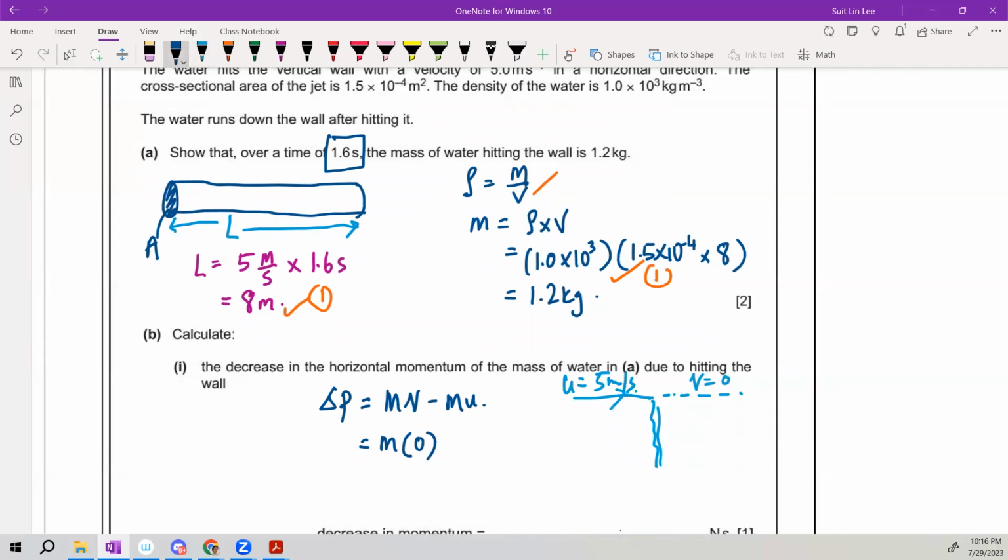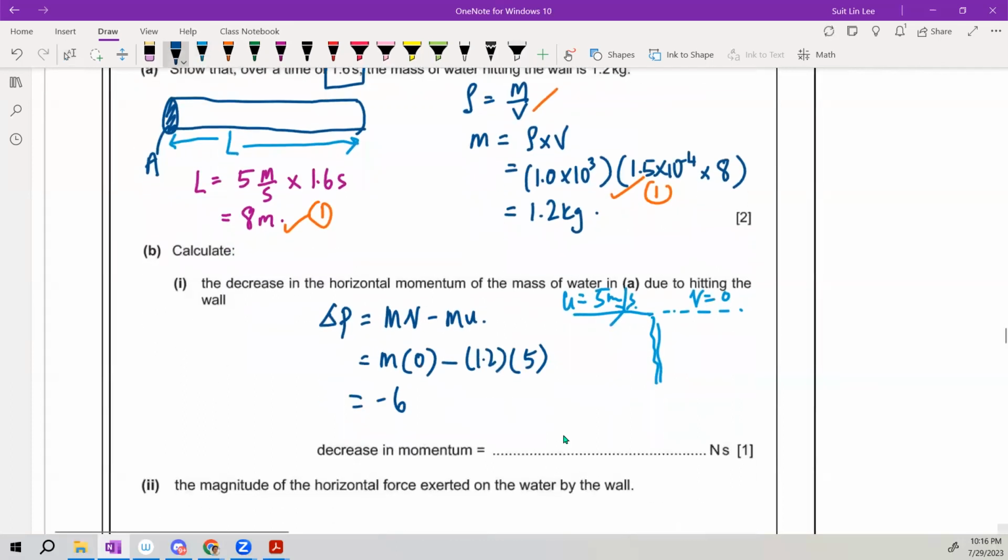So we take it in the horizontal plane. So this would be minus 1.2 times 5 meter per second. So obviously it'll be negative to show the decrease, but this is -6. I'll put 6.0 because once again, I just want to remind you that this have to be in 2SF. No matter how nice your number, 2SF. Okay, because all the data given is 2SF.